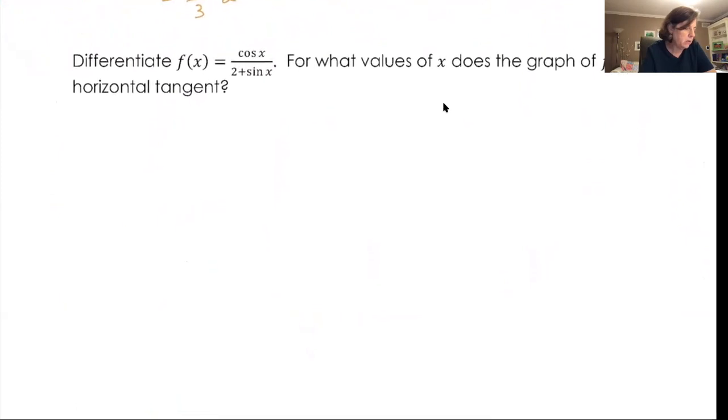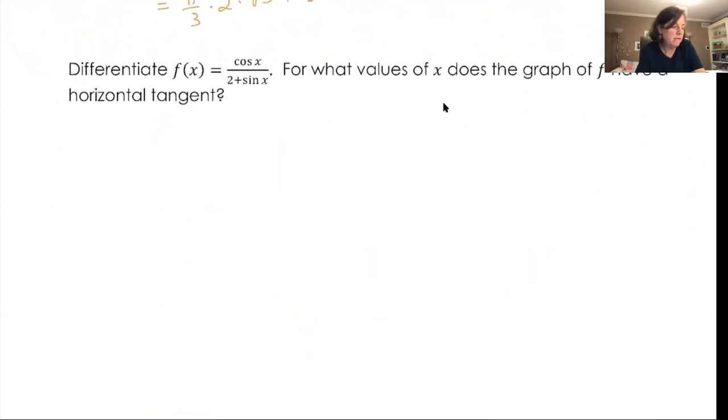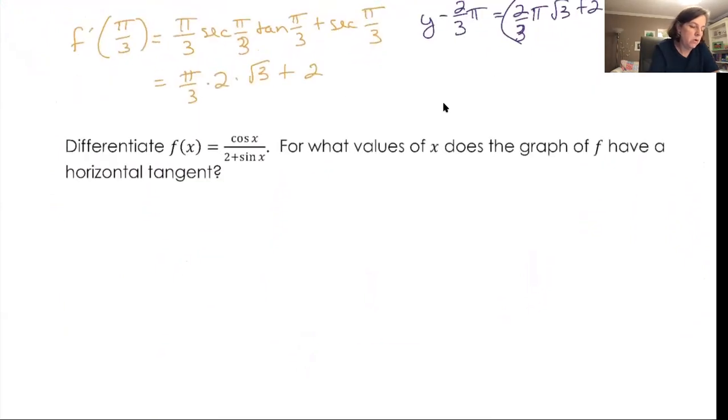All right, so now we're going to take the derivative of cosine of x over 2 plus sine x and find for what values of x does the graph have a horizontal tangent. All right, remember horizontal tangent, if we got a function here, the horizontal tangent is where that function changes from increasing to decreasing.